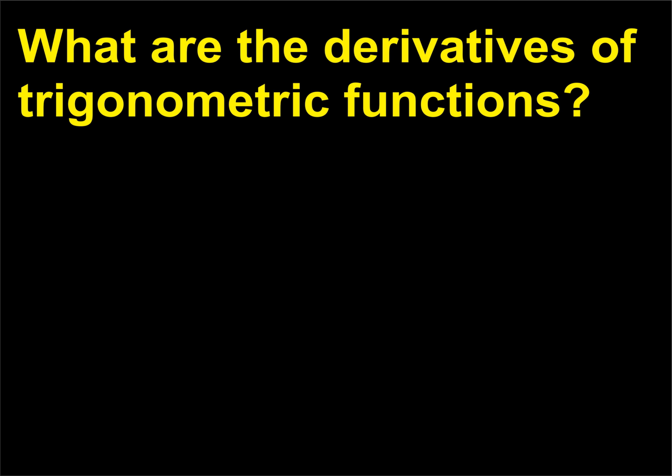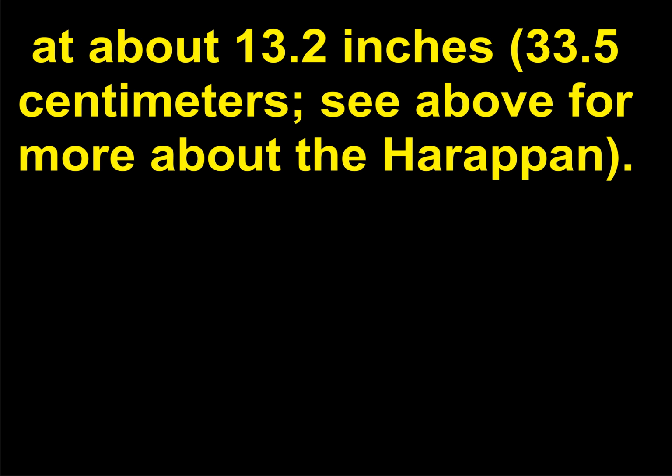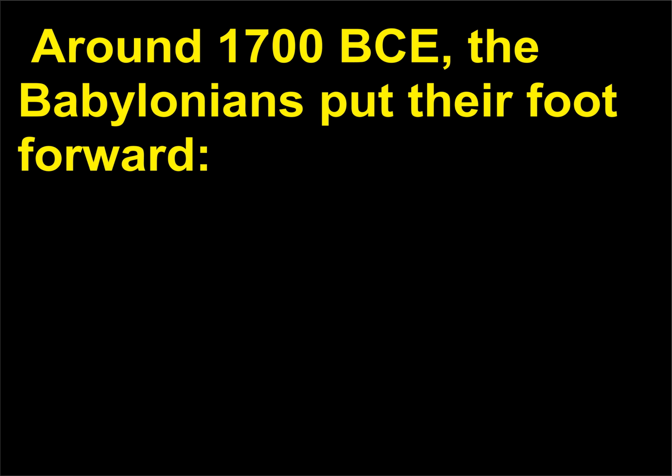For example, the ancient Harappan civilization of the Punjab, from around 2500 to 1700 BCE, used a measurement interpreted by many to represent a foot, a very large foot, at about 13.2 inches, 33.5 centimeters. See above for more about the Harappan. Around 1700 BCE, the Babylonians put their foot forward. A Babylonian foot was 2/3 of a Babylonian cubit.